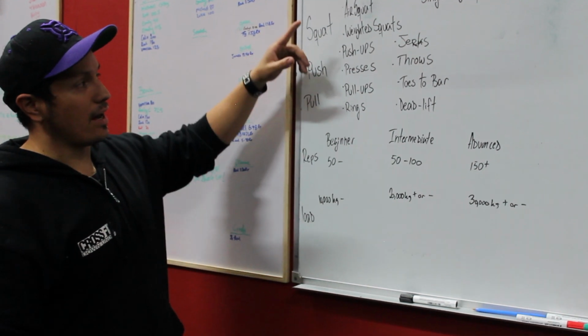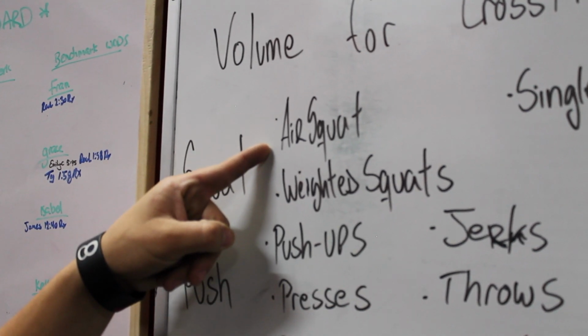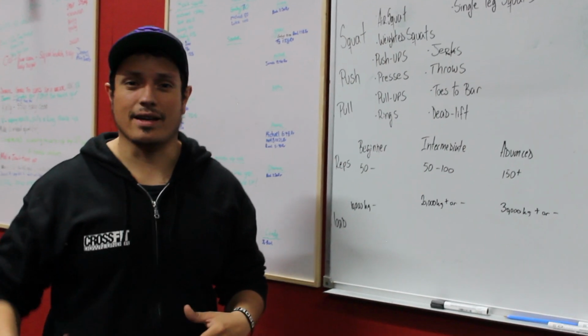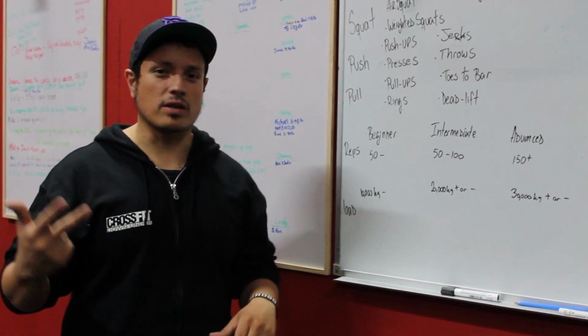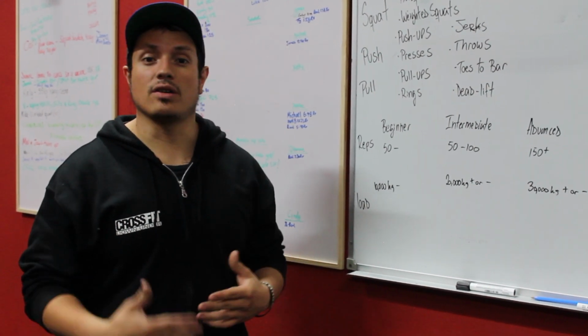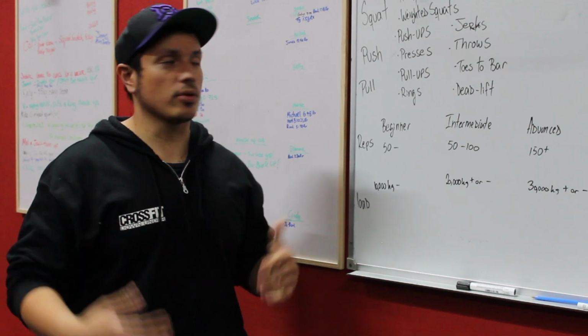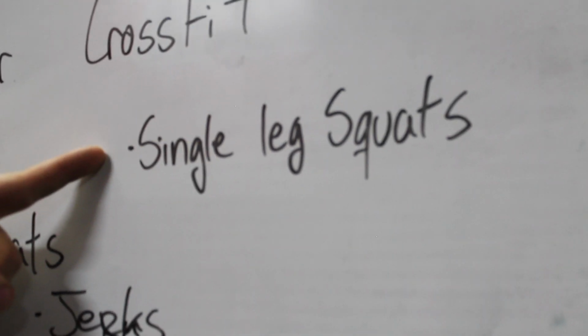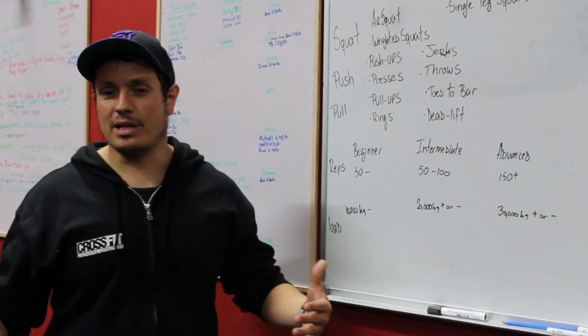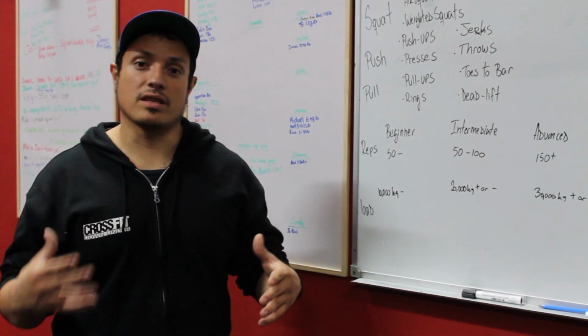We can have a bodyweight squat like an air squat. We can have weighted squats, which would be things like a squat clean, a back squat, a front squat, an overhead squat, any variation with weight. It could be a goblet squat, a dumbbell squat. And then we have single leg squats, things like step-ups, lunges, and pistols. So we have a movement selection that we can choose from.